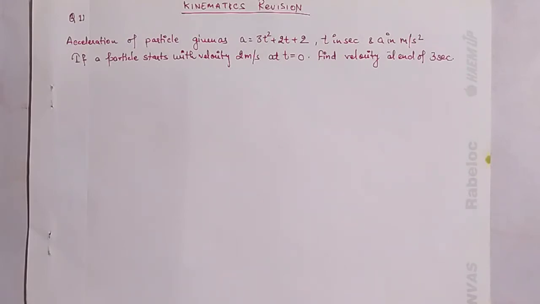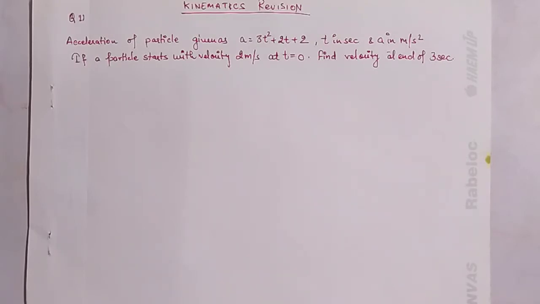All right. So our first question is: the acceleration of a particle is given as a = 3t² + 2t + 2, where t is the time in seconds and acceleration is given in meter per second square. If a particle starts with a velocity of 2 meter per second at t = 0, we have to find its final velocity at the end of 3 seconds.